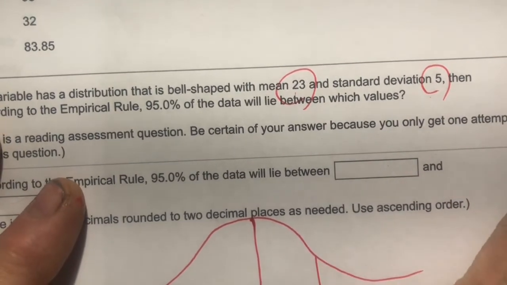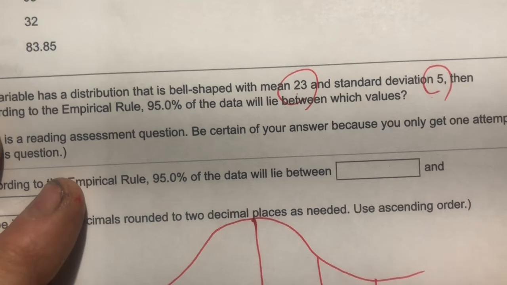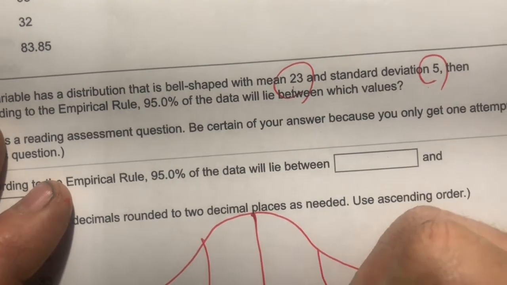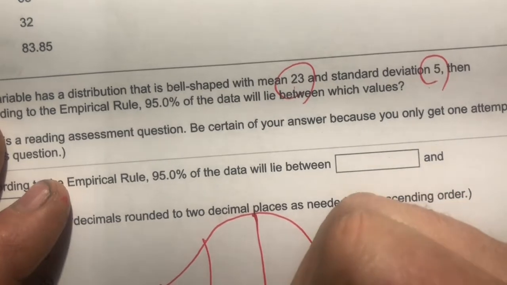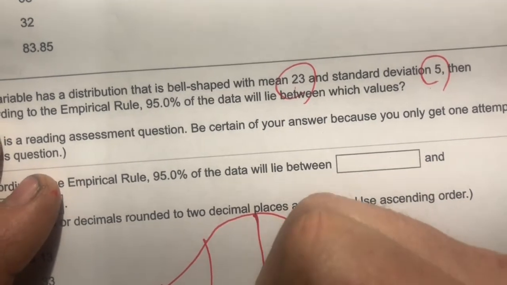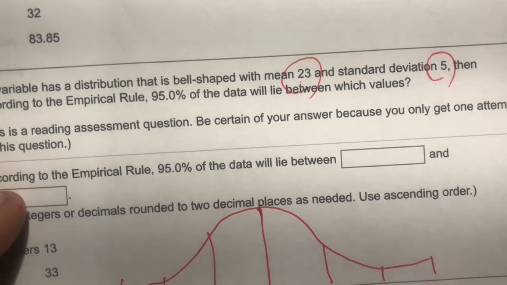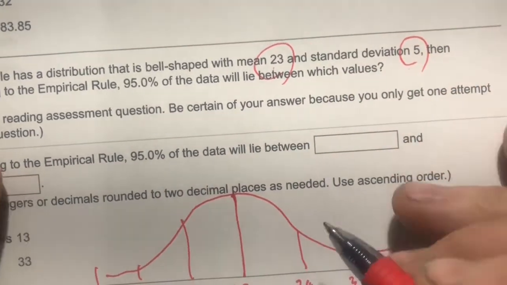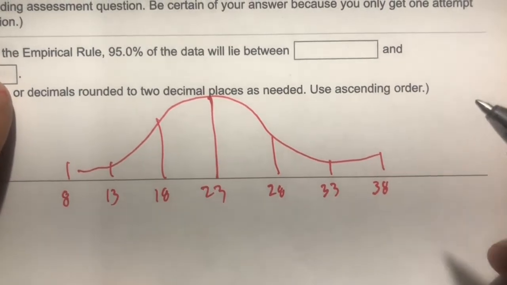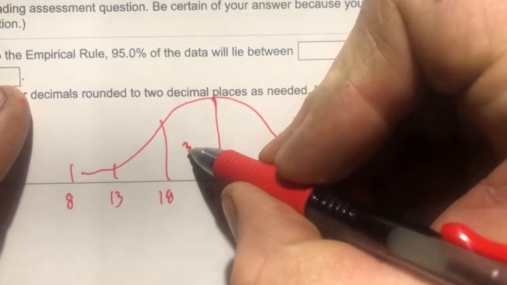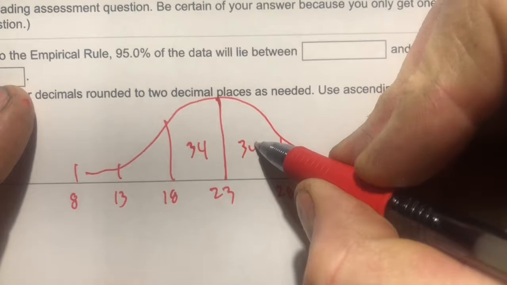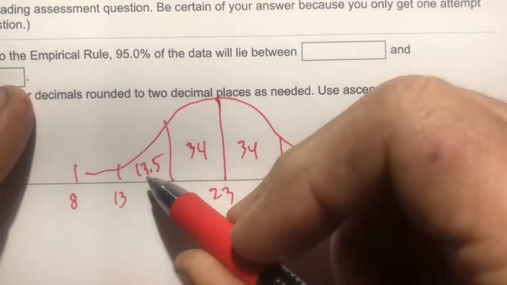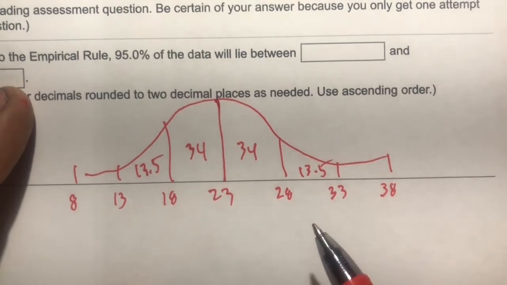So if I add 5, that's 28. Add 5, that's 33. Add 5, 38. Subtract 5 going this way would be 18. Subtract 5 is 13. Subtract 5 is 8. Okay, so 95%. This is 34. This is 13.5. And if you add these up right here, that's 95% right there.